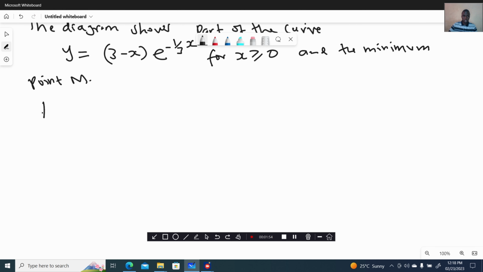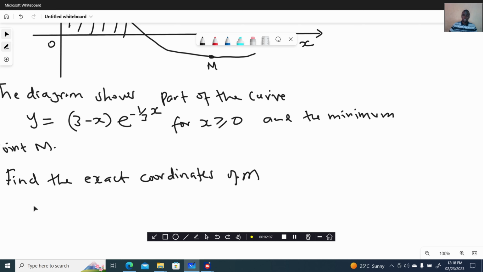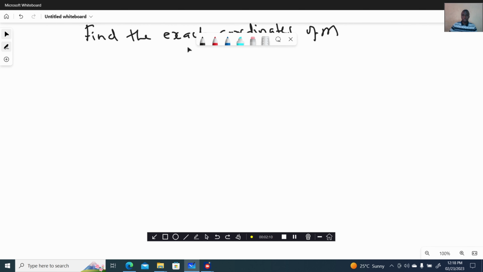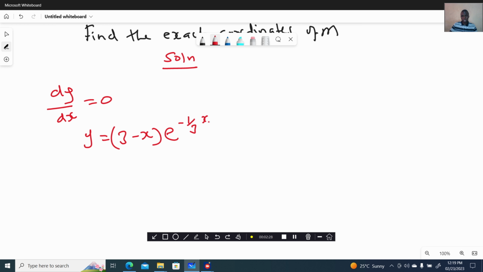So what do you do when you're asked to get the exact coordinates of M? First of all, they've told you that's the minimum point, and these are the points of extremum. So you have to know that dy over dx has to be equal to 0 for any minimum point. So we'll have to differentiate this function y equals (3 minus x) e to the power of negative 1 over 3 x. So let's differentiate it quickly.